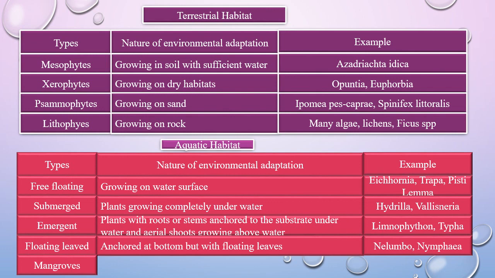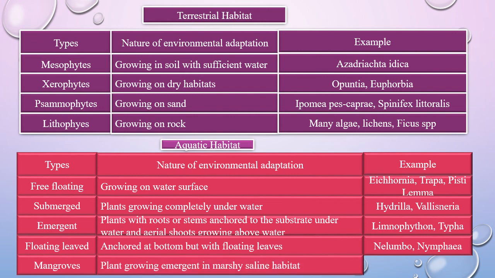So this mangroves otherwise is said to be the Sundarbans also. So these plants will be growing in marshy saline habitat. Example Avicennia and Rhizophora. So already in 10th social you might have learned about the mangrove forest.